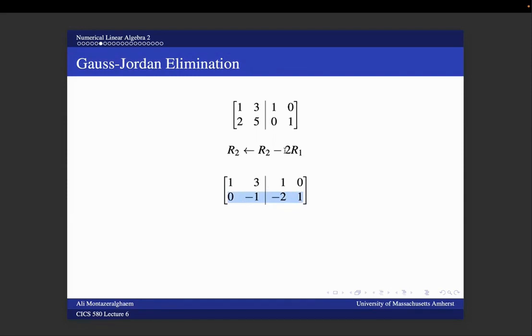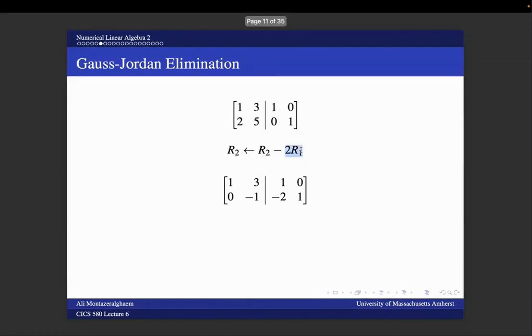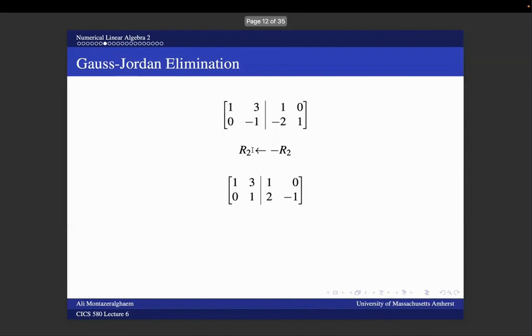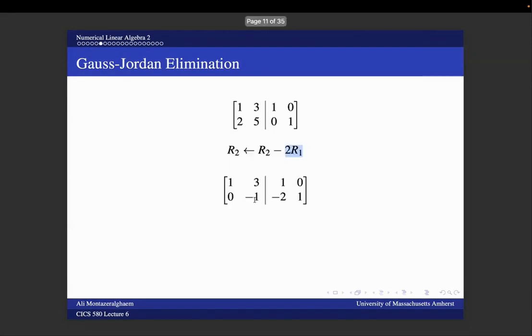As you can see, we scale a row, as I mentioned here, by a non-zero constant, and then we add a scaled row, R2 plus minus 2R1, and then we swap the result with the original row that we have here, right?